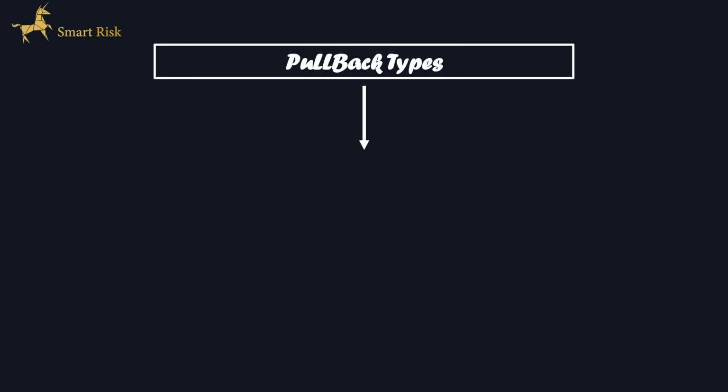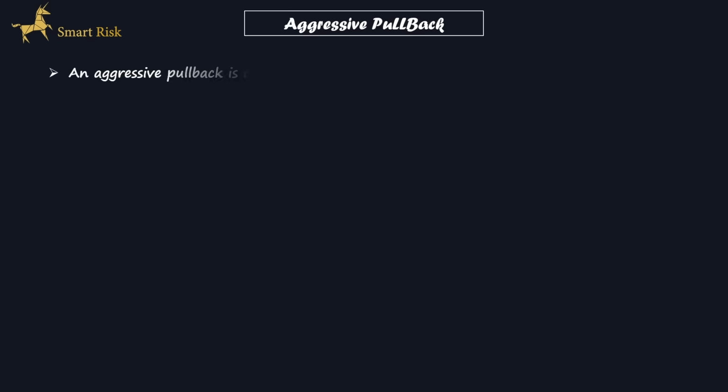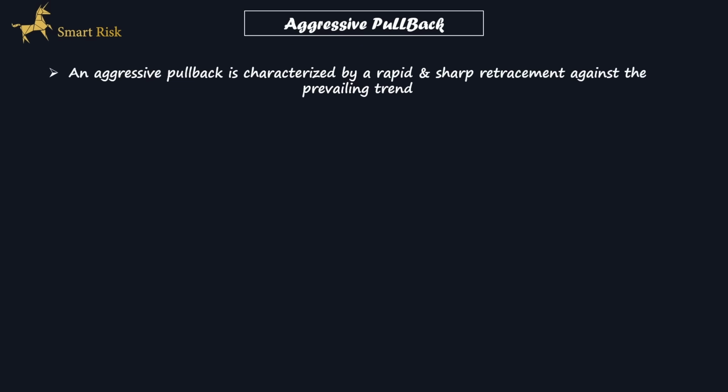Pullbacks can be categorized into 3 distinct models: aggressive, corrective, and sweeping. Now, let's delve into the details of each type of pullback and explore how we can use them to enhance the systematic nature of our trading plan. The first pullback type is the aggressive pullback. An aggressive pullback is characterized by a rapid and sharp retracement against the prevailing trend.